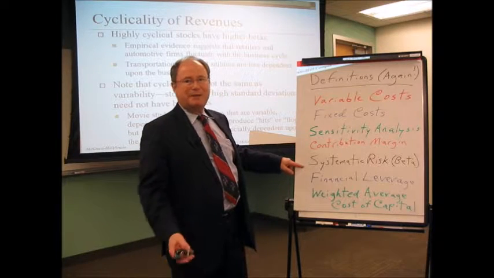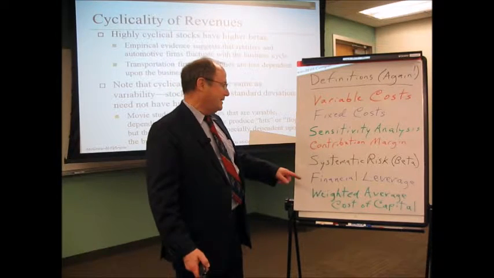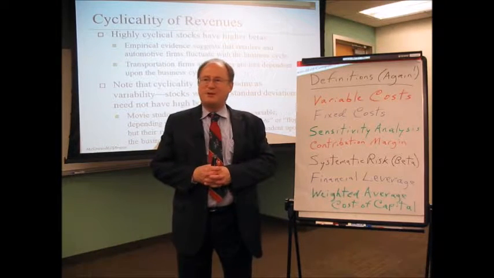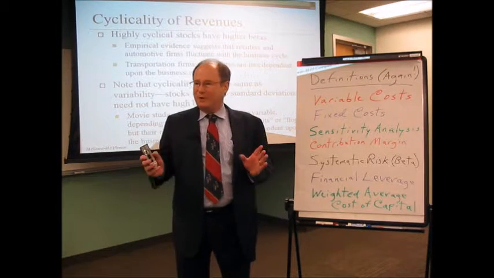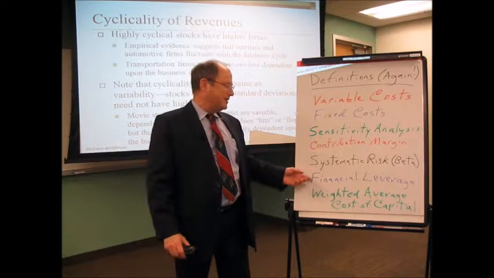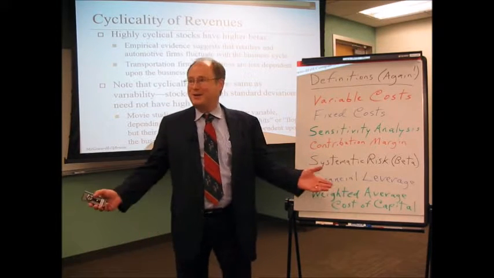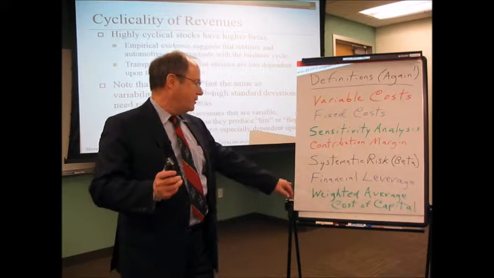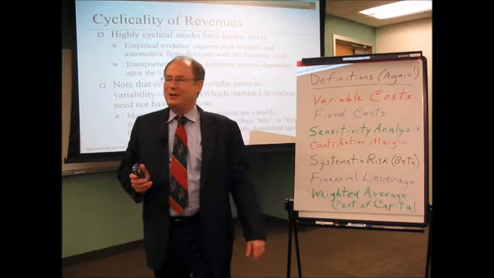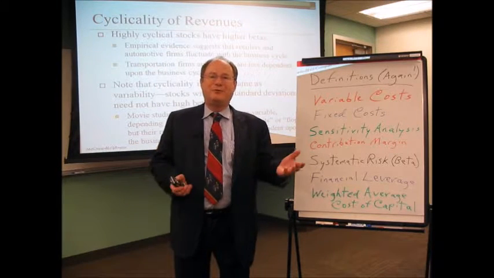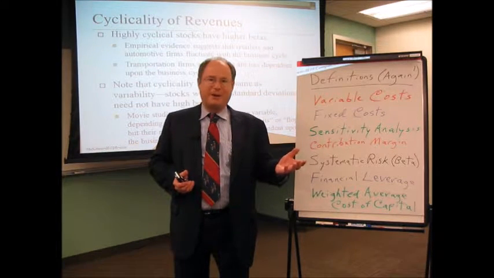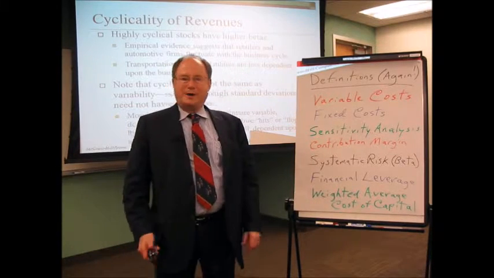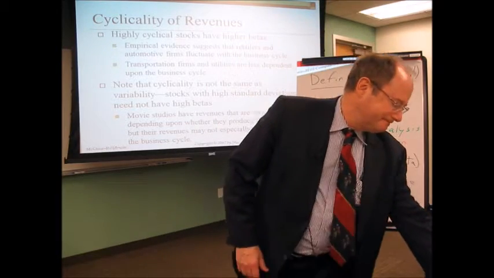Systematic risk we've talked about. Another name for that is beta. Financial leverage. Once you stop financing your company exclusively with equity and you start using something other than equity, like debt, to help finance it, you've introduced what we call here as financial leverage. Debt allows you to have financial leverage on your balance sheet. And that brings us to the weighted average cost of capital.